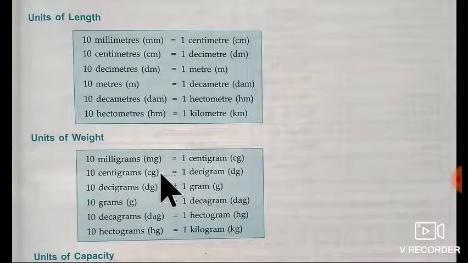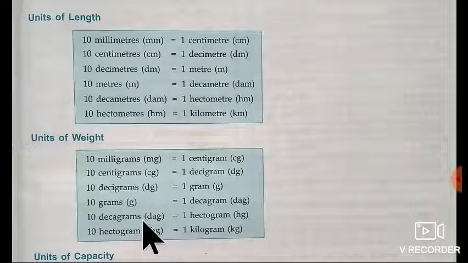Units of weight: 10 milligrams become 1 centigram, 10 centigrams become 1 decigram, and 10 decigrams become 1 gram. It means 10 into 10 into 10, 1000. 1 gram equals 1000 milligrams, and 10 grams equal 1 decagram, 10 decagrams equal 1 hectogram, and 10 hectograms equal 1 kilogram. It means 10 into 10 into 10, 1000 grams in 1 kilogram.